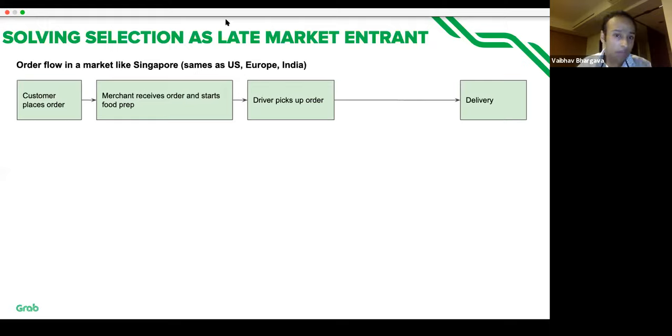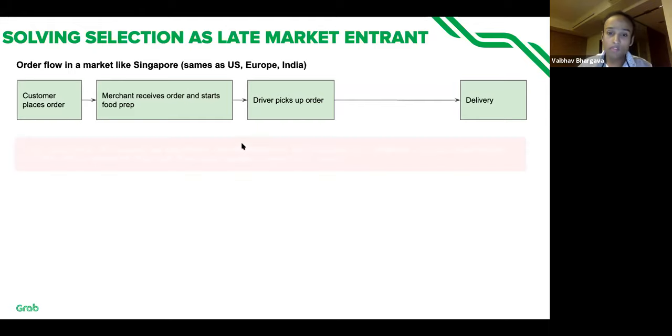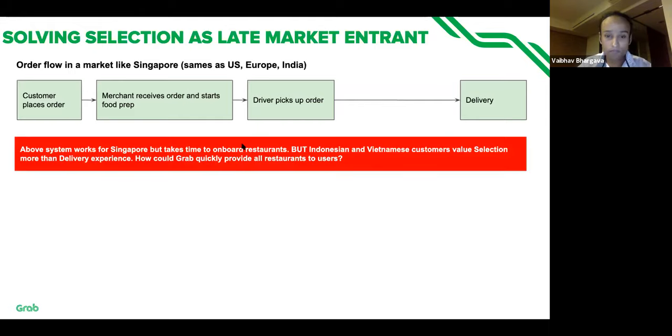So a typical process in a market like Singapore, and you will see the same with Uber Eats in the US, most countries in Europe, in fact even in markets like India with apps like Swiggy, is: a customer places an order, a merchant receives the order, starts food preparation, a driver picks up the order and delivers. It's how you have always ordered Pizza Hut or something, right? It's how you've always ordered food. And that works.